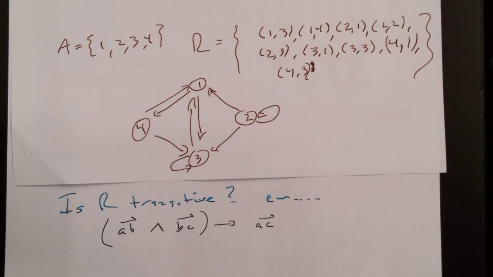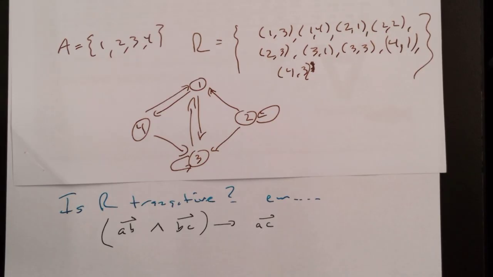So how do I figure this out? Okay, here's the problem. I have to look at all possible collections of 3 nodes, in order. That gives me 64 possible options here. 4 times 4 times 4, right?